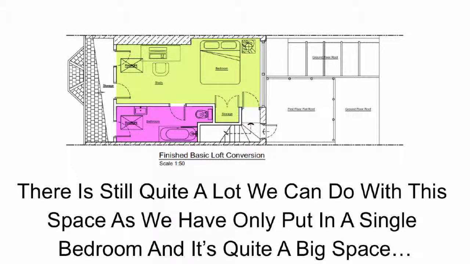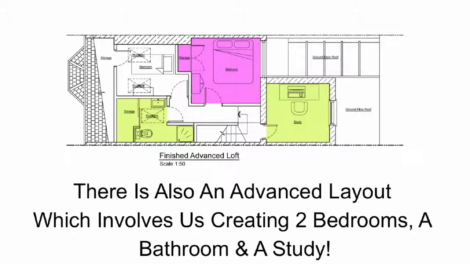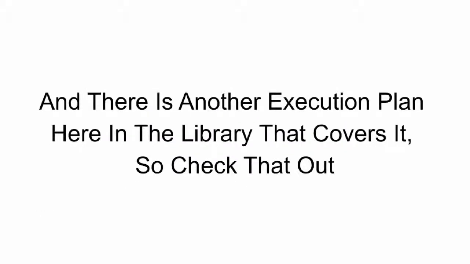There is still quite a lot we can do with this space, as we have only put in a single bedroom and it's quite a big space. In fact, you could argue there's a lot of space that is going to waste here, but we don't have to stop here. There is also an advanced layout which involves us creating 2 bedrooms, a bathroom and a study. And there is another execution plan here in the library that covers it, so check that out.